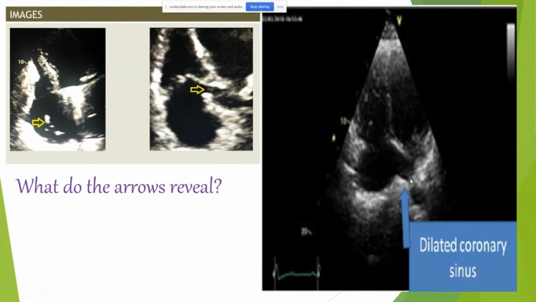So some of you might be wondering what the coronary sinus is. The coronary sinus is a collection of veins that are joined together to form a large vessel that collects blood from the heart muscles, the myocardium, and delivers the oxygen depleted blood back into the right atrium.